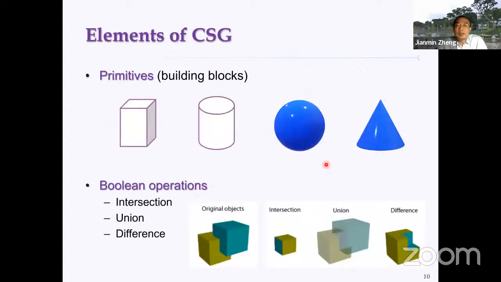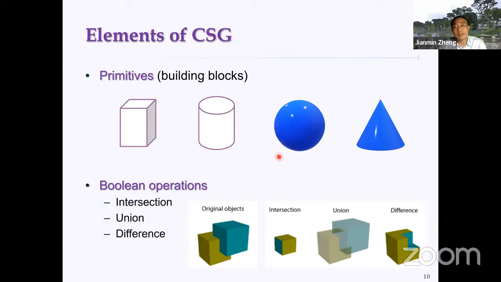So let's check the fundamental elements of CSG. Right? It has two components. The first one is the primitives. Usually a box, cylinder, sphere, and cones are the primitives for CSG, and these serve as building blocks. And the second element of CSG is Boolean operations, including intersection, union, and difference. Those primitive objects are recursively combined by Boolean operations to form more and more complicated shapes. Right? So eventually we find a single object. So that's the CSG representation.